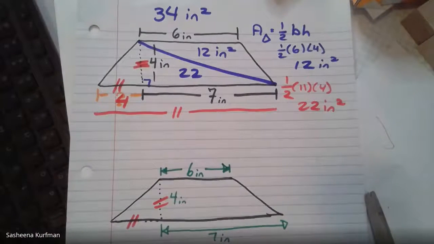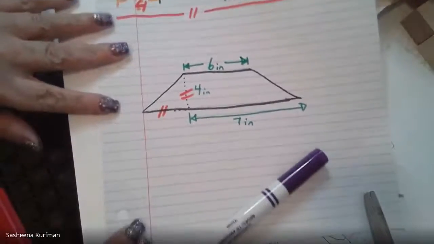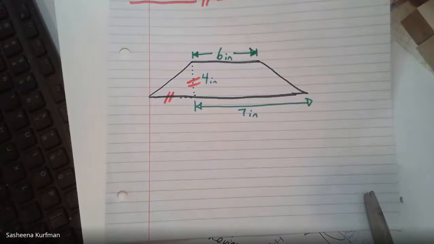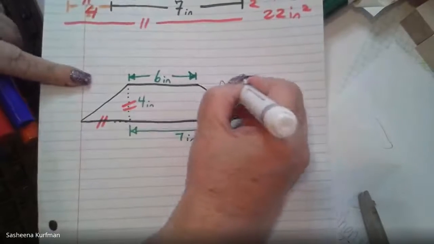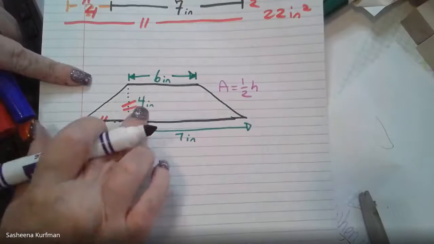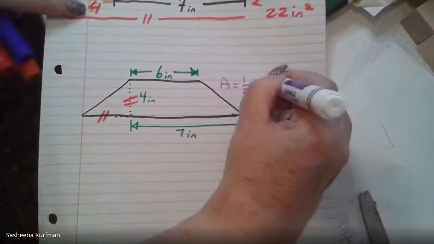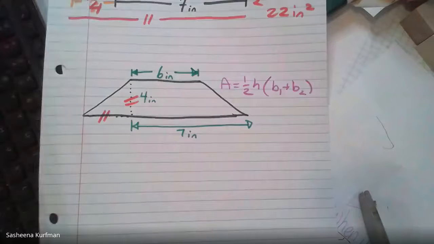The other way to solve it is to focus on the formula for the area of a trapezoid. If you know that formula, you can use it straight from the beginning. That formula is to take 1/2 of the height and multiply that by the sum of the two bases. So this is what the formula looks like. Now let's see how to use it.